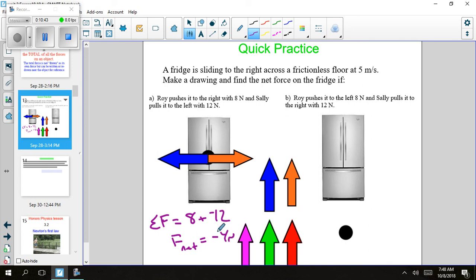Now again, that doesn't tell you how fast it's moving. It depends on its mass and the force of gravity, static friction, kinetic friction. But we'll get into that later on. Right now, we need to look at the net force.